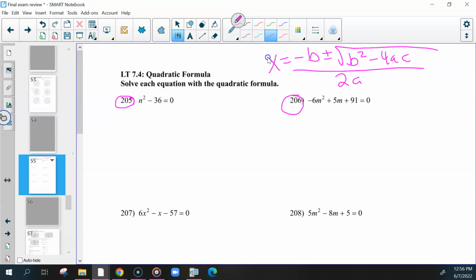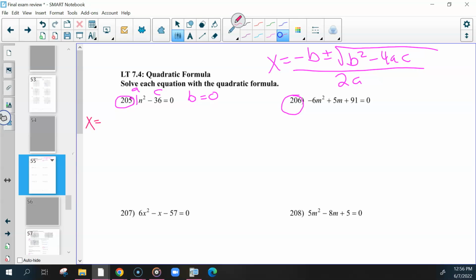Okay. So for all of these problems, you need to be able to list out or label what your A, B, and C values are. So for this, our A value is the one in front of the square term. We don't have a B term, so off to the side we say B equals 0. And our C term would be -36. Then we're going to take these coefficients and put them into this formula.